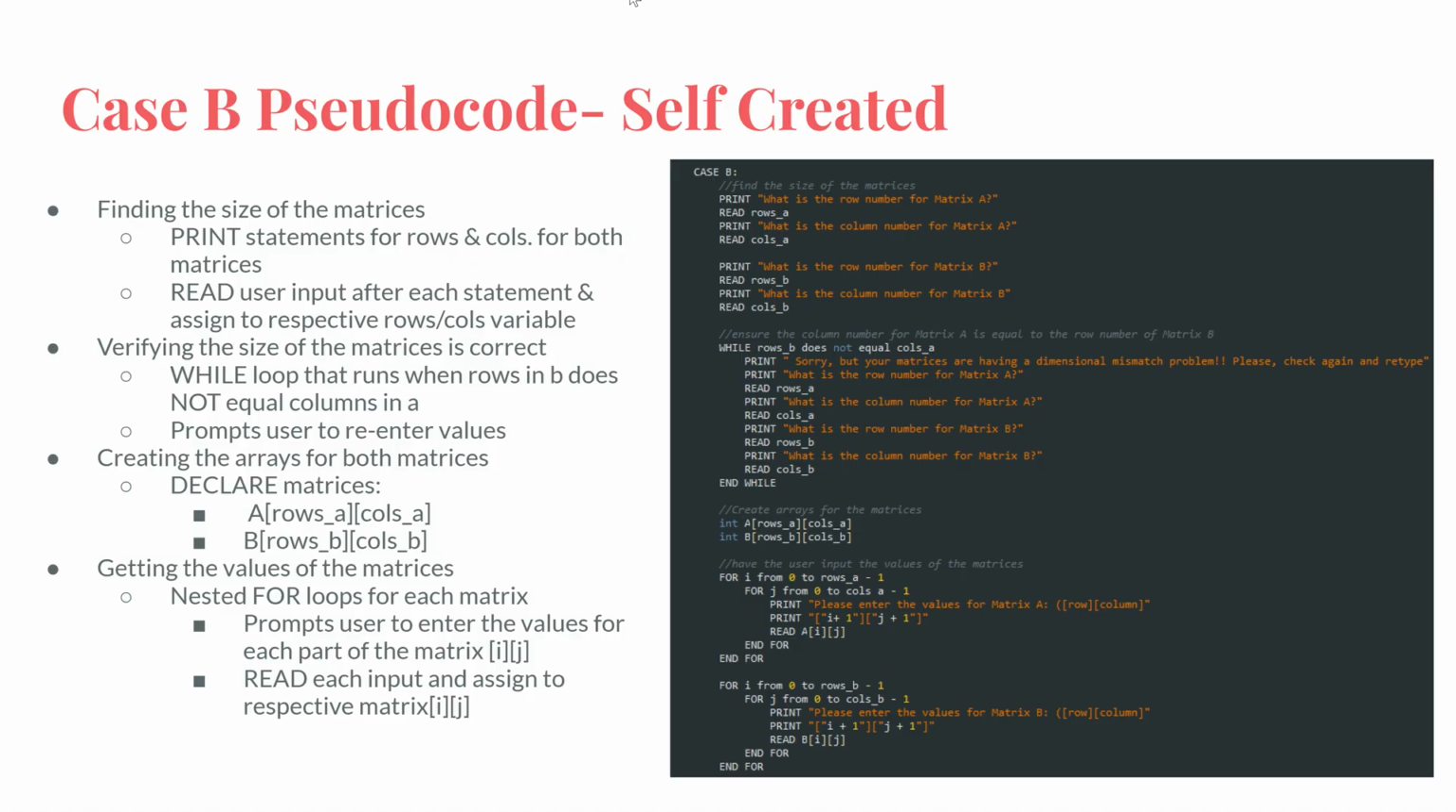After that, I declare and define the arrays for the matrices. I use A for matrix A and B for matrix B, and I add in the corresponding dimensions for each matrix. After that, I use a nested for loop to prompt the user to input the value of each matrix, and for each new line that they put in, I add the corresponding number in the array to make it easier for the user, and I repeat this for matrix B as well.